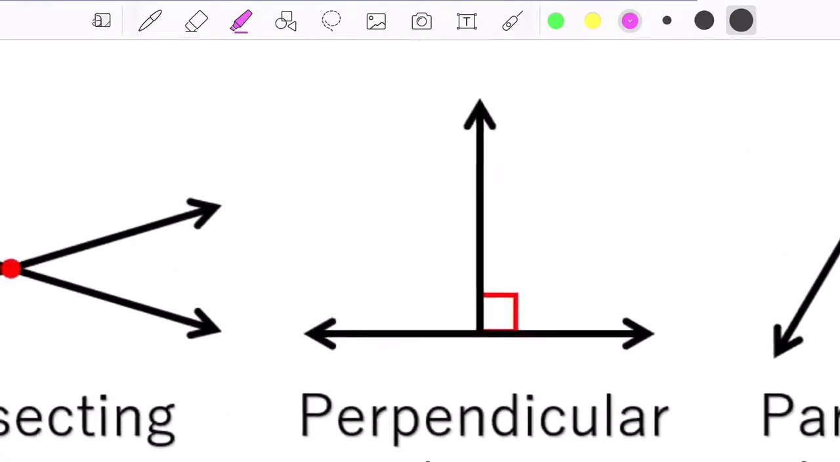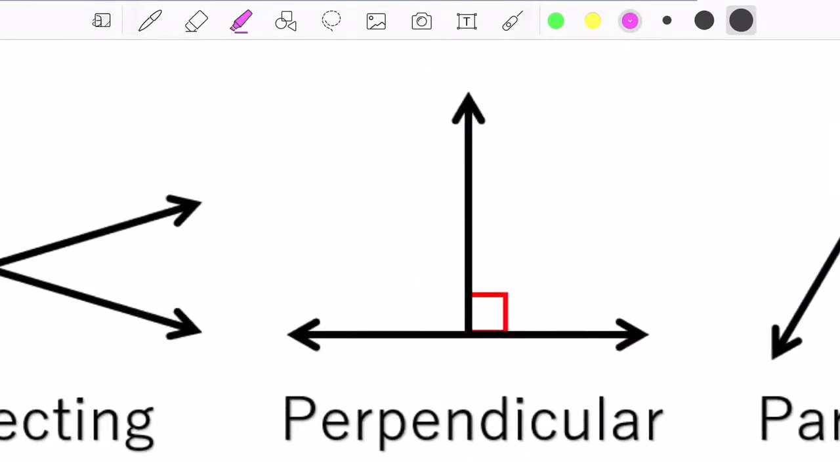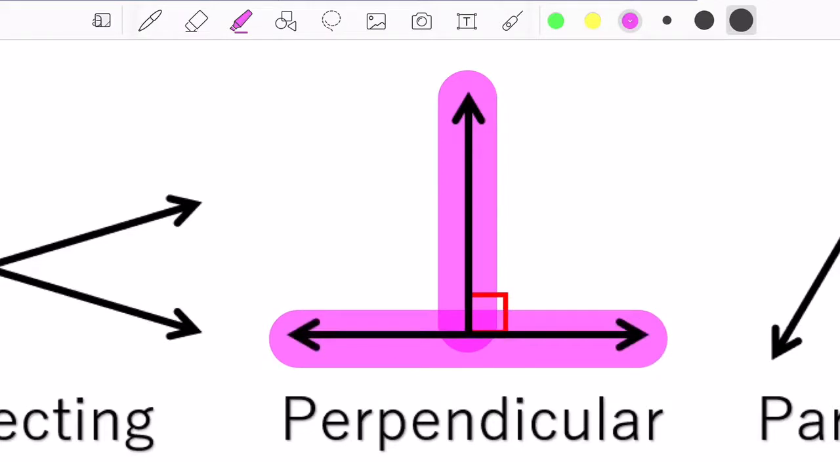Next, we have perpendicular lines which meet at 90 degrees. Another word for 90 degrees is right angle. And the lines may go beyond the point of intersection.